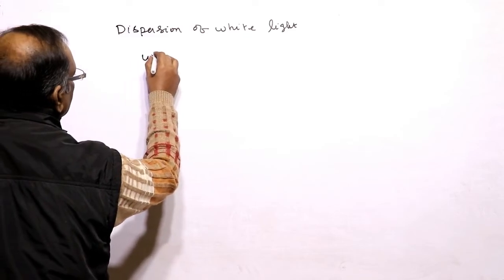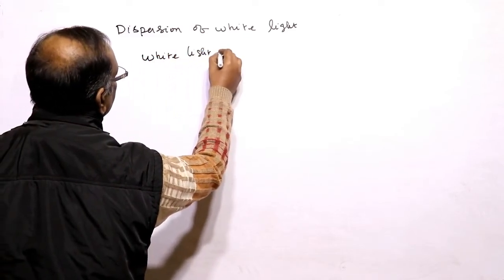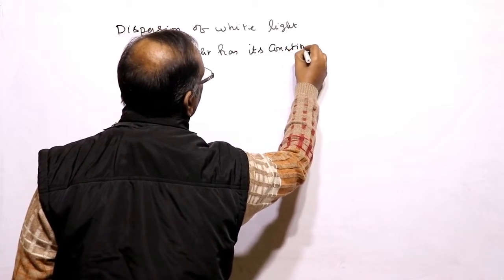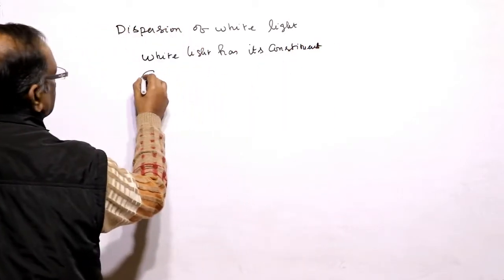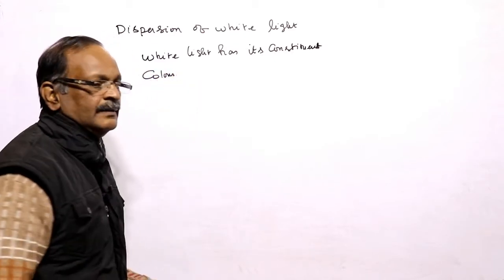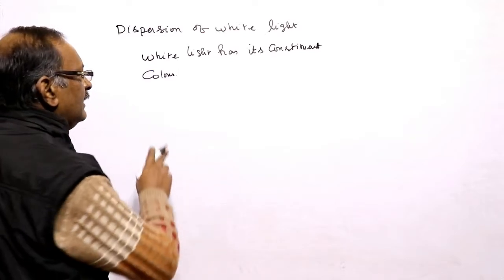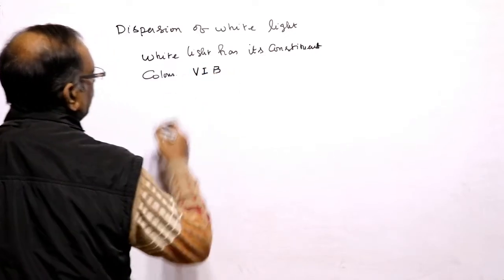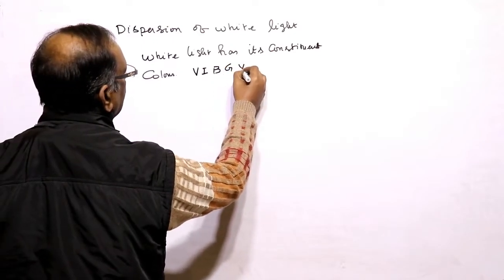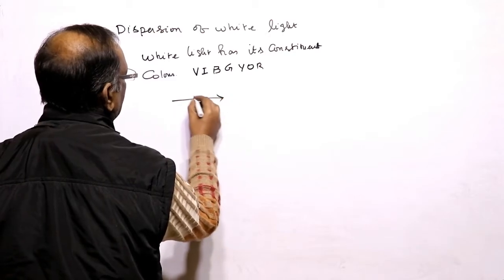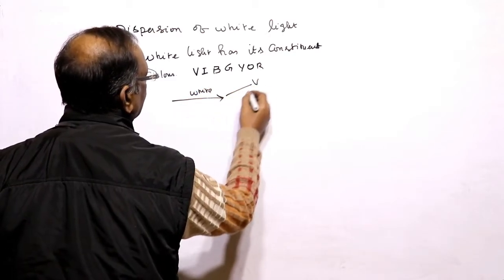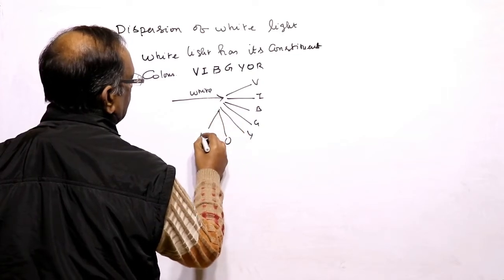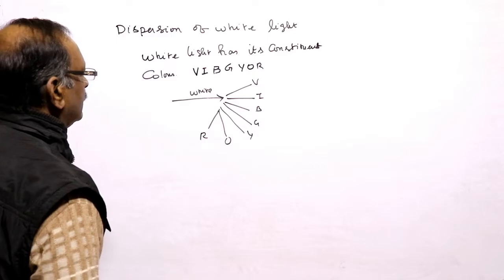White light has its constituent colors. That is, white light has 7 colors in it, and they get separated when it goes through the prism. These 7 colors are violet, indigo, blue, green, yellow, orange and red. These are the constituent colors of white light.